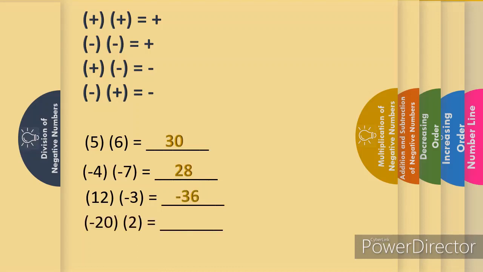Next, let's have this one. Negative 20 multiplied by positive 2. Again, they have unlike sign. So the answer is negative. 20 multiplied by 2 is 40, and it is negative since they have unlike sign. Negative 20 multiplied by 2 is equal to negative 40.